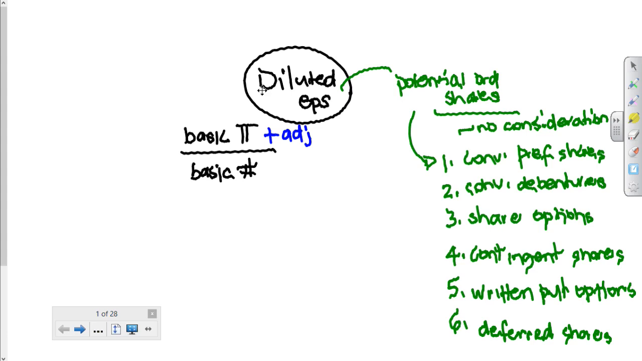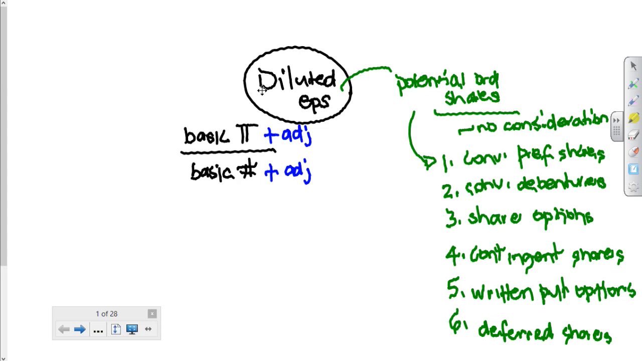Do you agree? And then I would ask myself, how would it affect number of shares? Well, if I have pref shares that are converting to shares, then the number of shares will also go up. And that's diluted earnings per share. That's all it is. We take the basic and then we say, if that instrument was already shares, what impact would it have on profit?